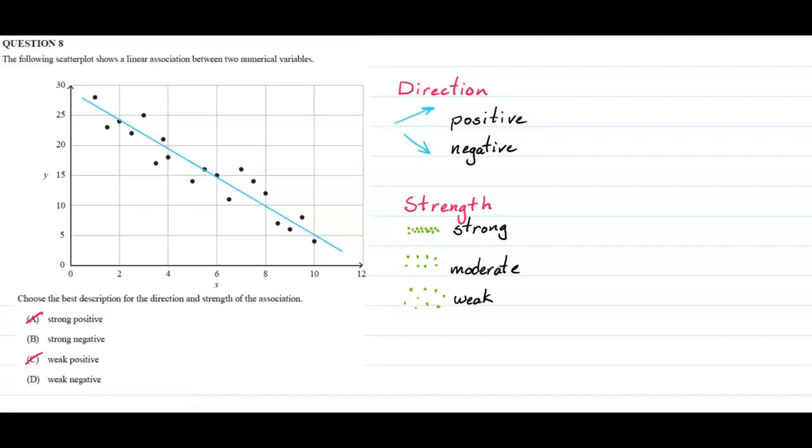Next, let's have a look at the strength. When the data points are super clustered together like that, we say they are strong. If they open up a little bit, moderate, and if they're quite far apart and scattered, we say it's weak. So in our question 8 graph, the points are pretty close together, so we're going to go with strong, which means the answer for question 8 would be B, a strong negative association.